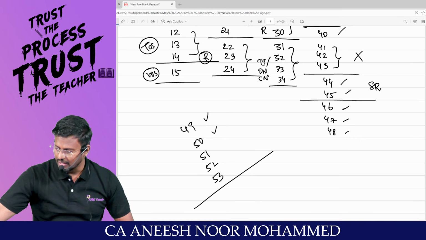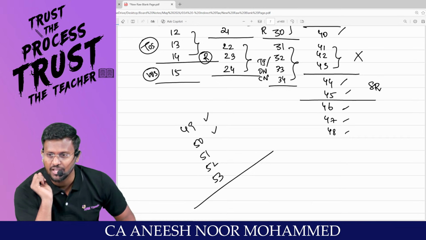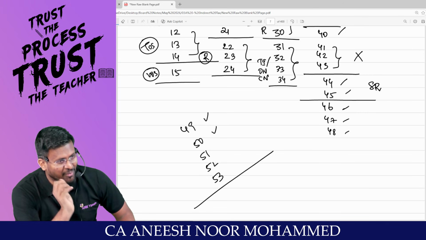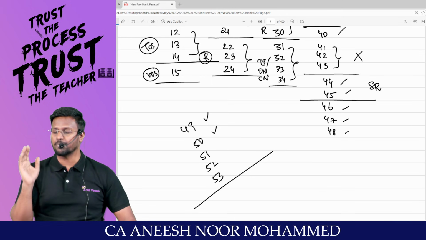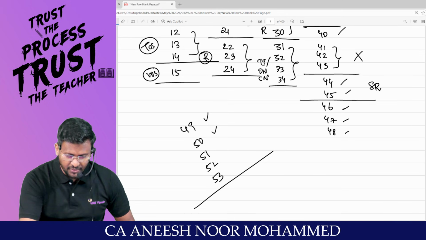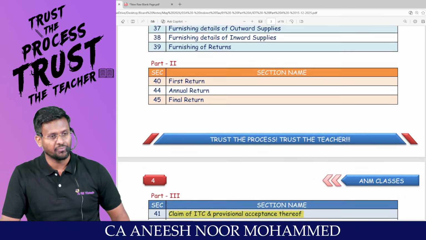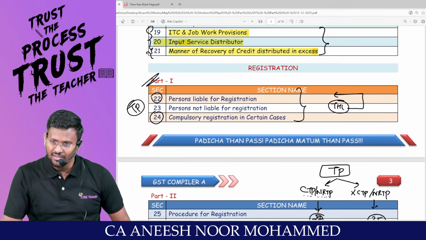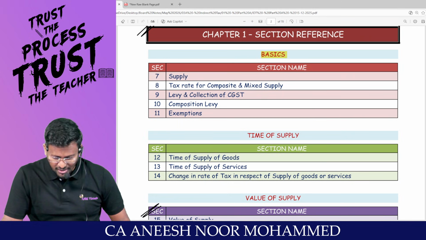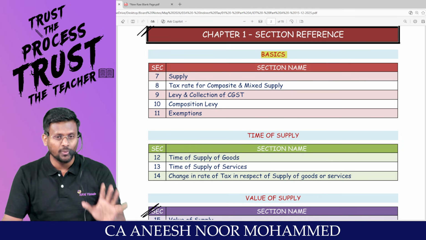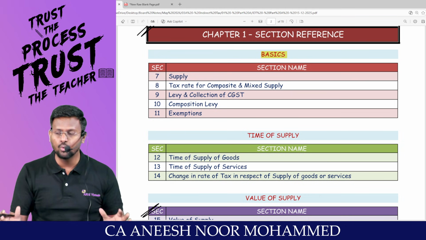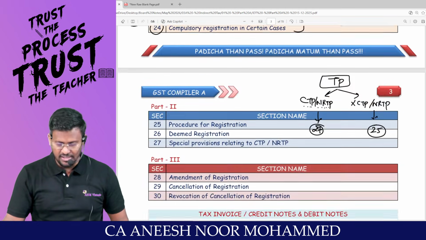By 53 we will be transferring our portions from CA Inter to CA Final. Are you all really with me? From 54 onwards we will start with the final. What you are supposed to do is write these section numbers 3 times. I know you are a CA Final student, but still, my dear lovable students, write the section numbers 3 times. Then you will get an overview of what GST is all about.